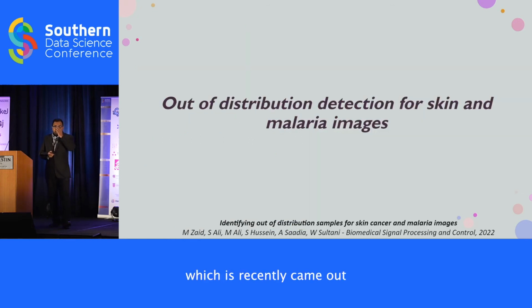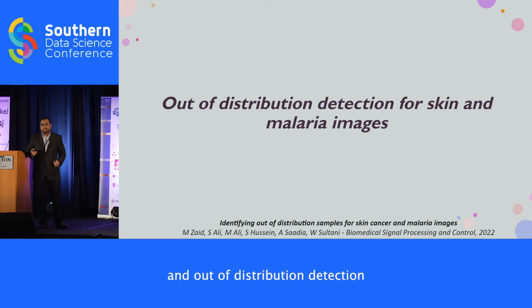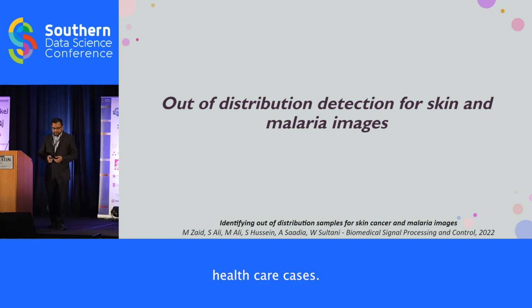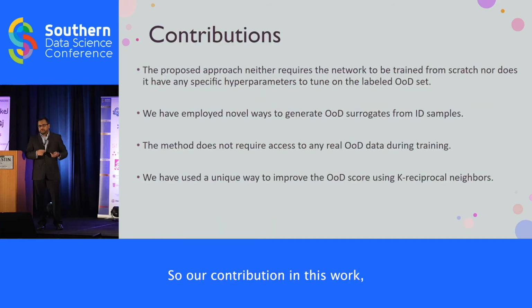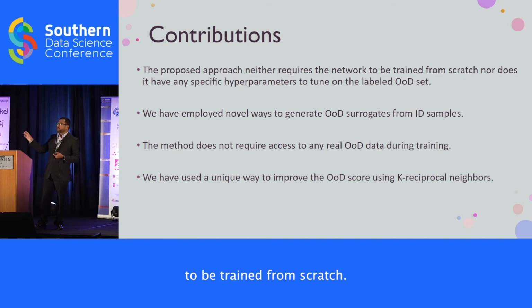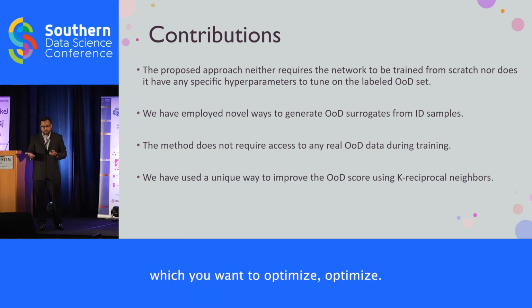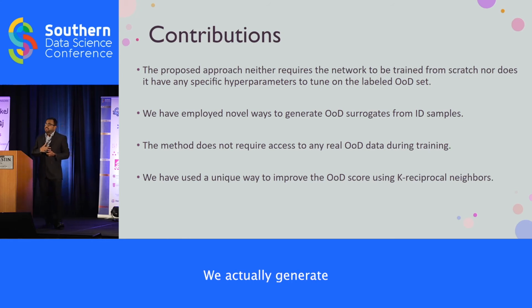This is our work, which recently came out and was published, on out-of-distribution detection for skin and malaria images. These are two very important healthcare use cases, and we worked on identifying out-of-distribution data in these two healthcare cases. Our contribution in this work is that we do not require the network to be trained from scratch. We can build upon an existing trained network. We do not have any specific set of hyperparameters which you want to optimize. We generate out-of-distribution samples in a very smart manner.